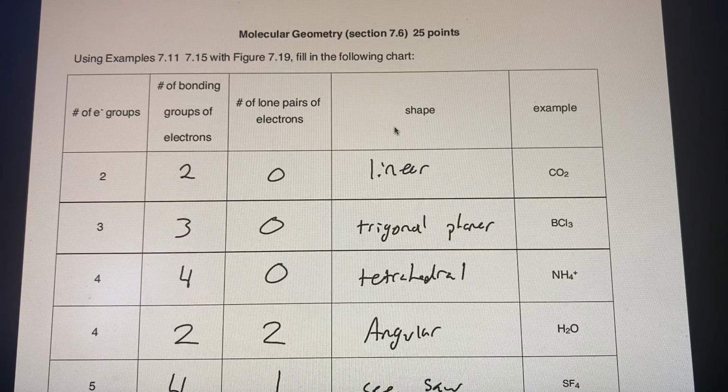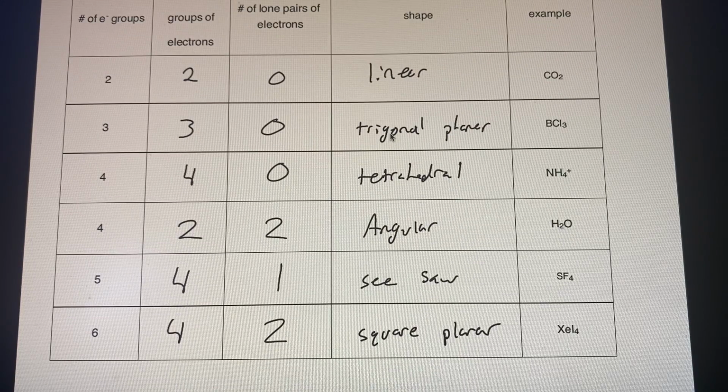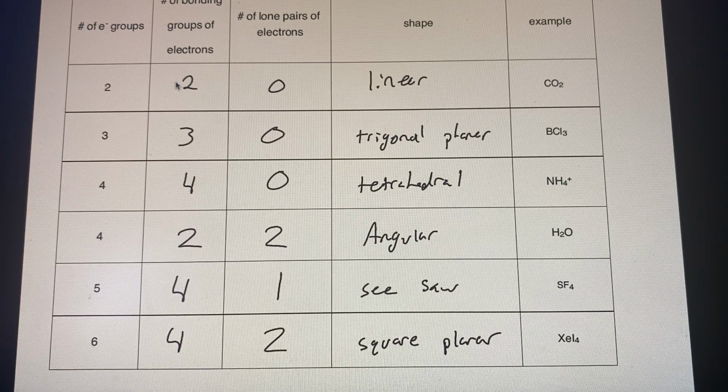So for the next chart here, we were going through and doing essentially the same thing, where we were going through various examples and using the chart to be able to figure out the number of bonding groups in the electrons and the number of pairs of electrons. And so for our first example of carbon dioxide, we know that it has a linear shape from earlier questions, and we know also that it has 2 bonding groups of electrons.